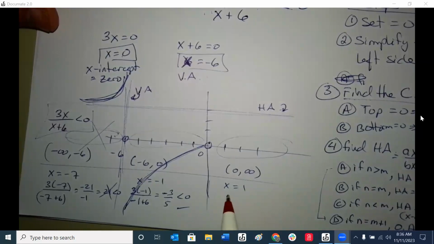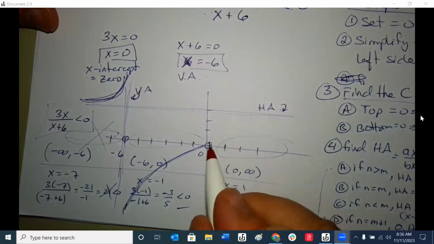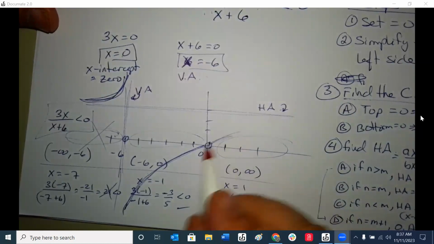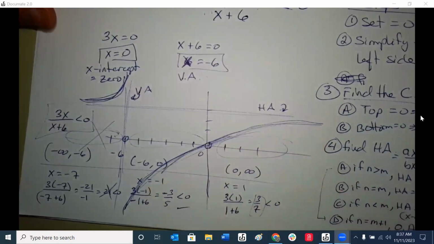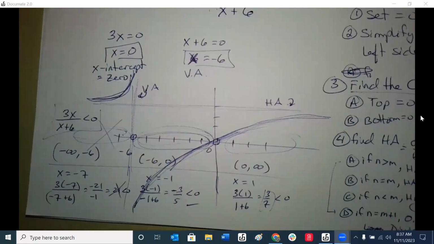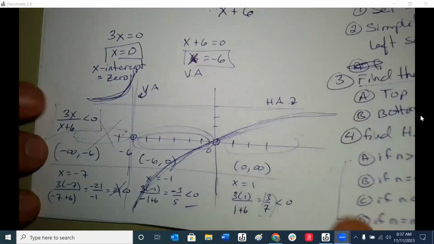And when x is 1, we have 3 times 1 over 1 plus 6, 3 over 7. That's positive. And it can't cross the horizontal, so this part of the graph looks like this. So this is the only part of the graph we can use. All right, let's look at the next example.